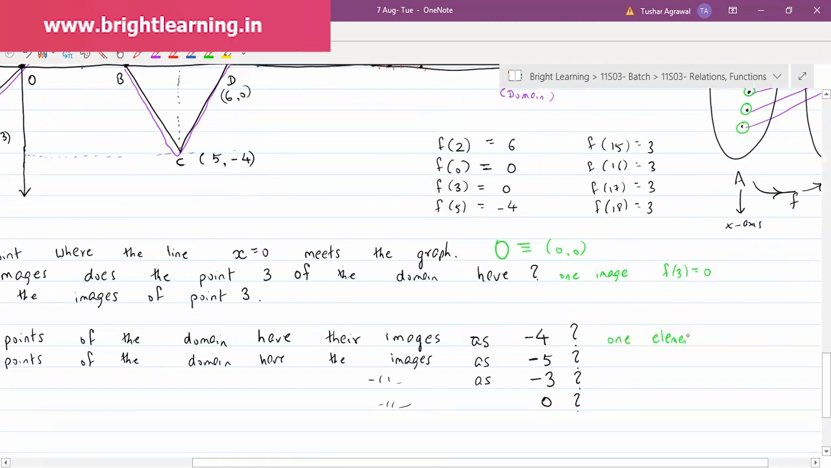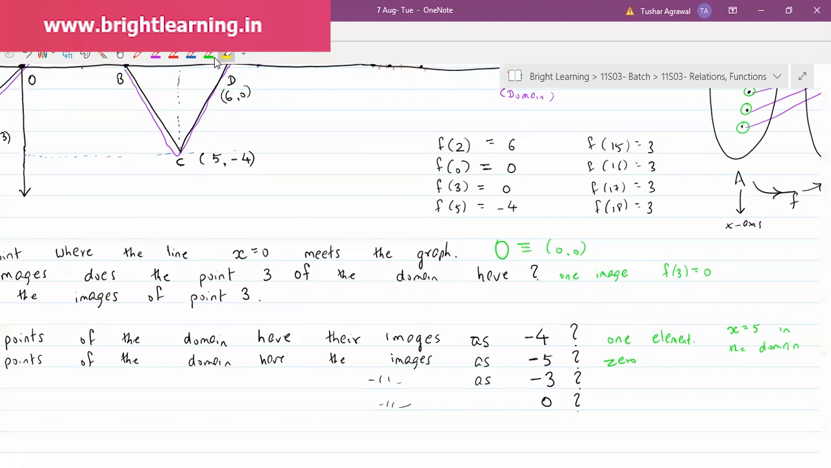One element. Which is that element? x equals 5 in the domain. It's not necessary to write "in the domain", but right now we are dealing with the basics, so I'm writing it. x equal to 5 is that single point in the domain which has image -4. How many points of the domain have images -5? 0 elements. Or should I better say 0 number of elements? Don't consider 0 as a separate element. No elements for that matter.